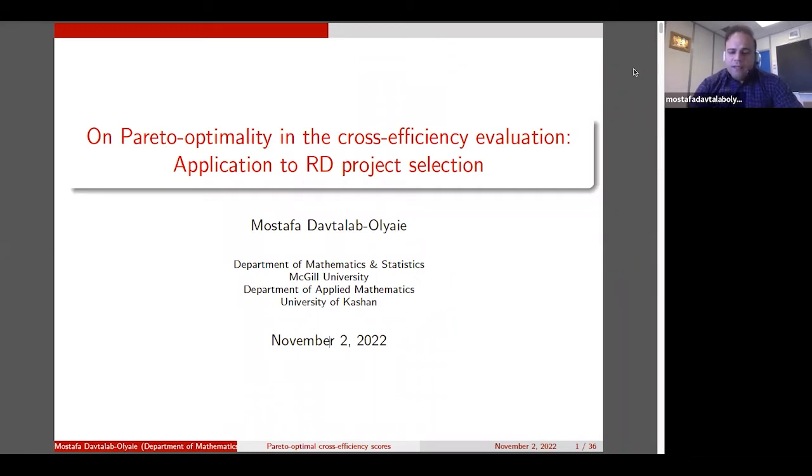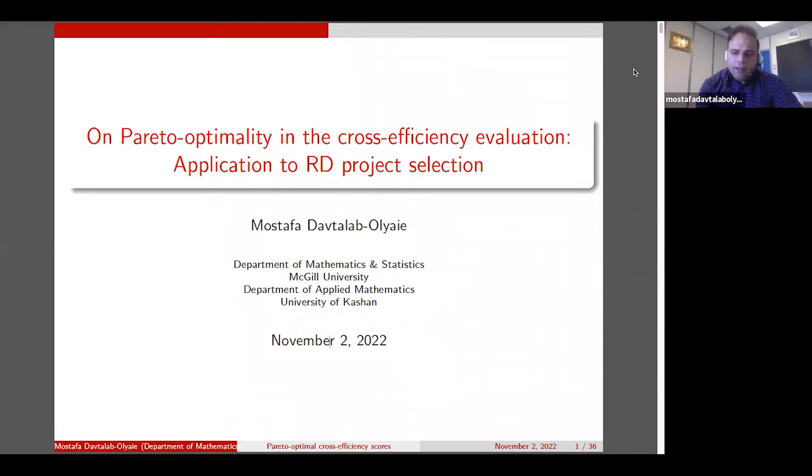So the essence of DEA, when Charles Cooper and Rhodes in 1978 brought it up, is that DEA give the best chance to the DMU under evaluation to present itself at its very best. So what do I mean by at its very best?